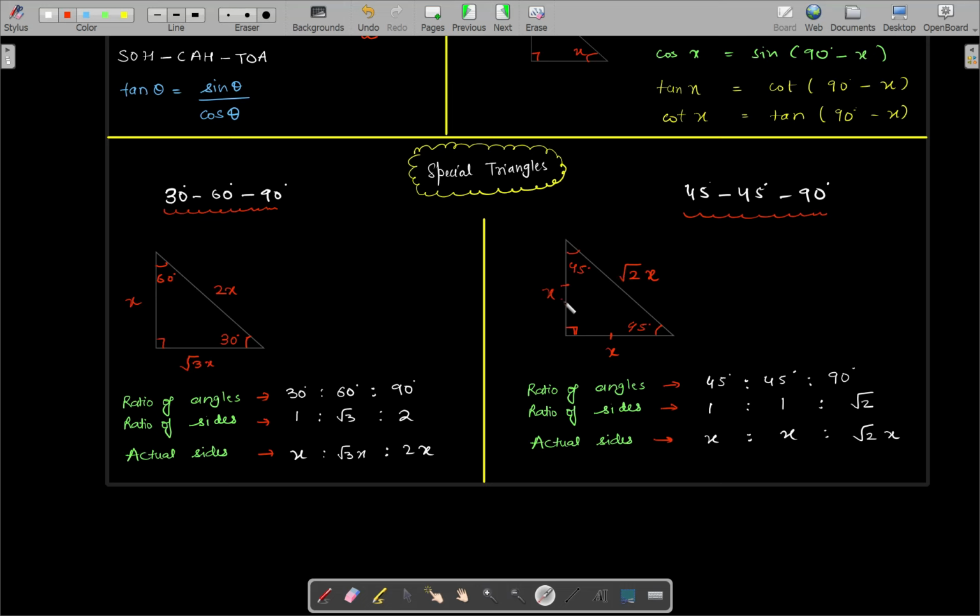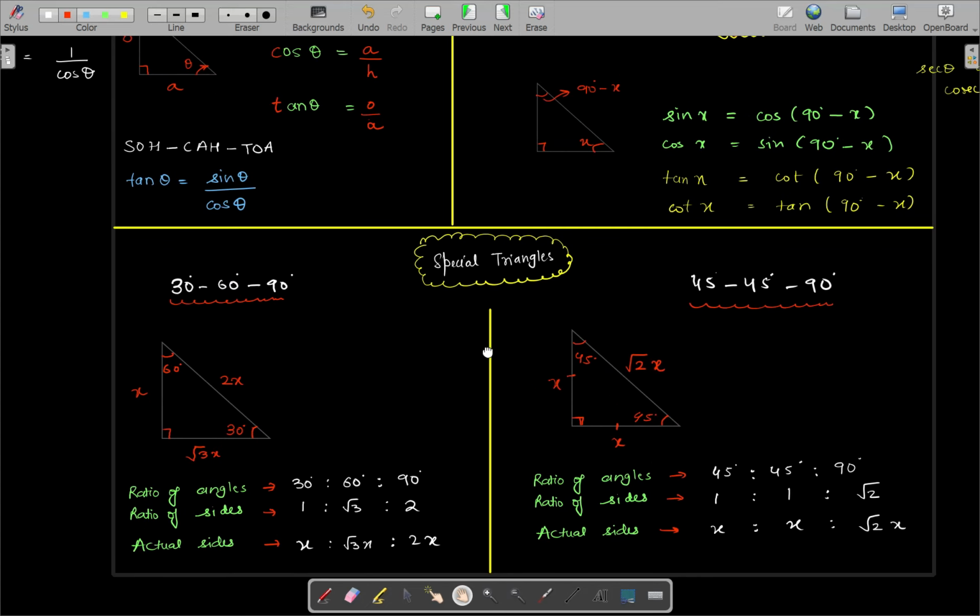So if you know the measurement of the legs, the other two sides, and you want to find the length of the hypotenuse, you just multiply one of the legs by root 2. That will be the hypotenuse. And these ratios will also be given in the reference sheet.